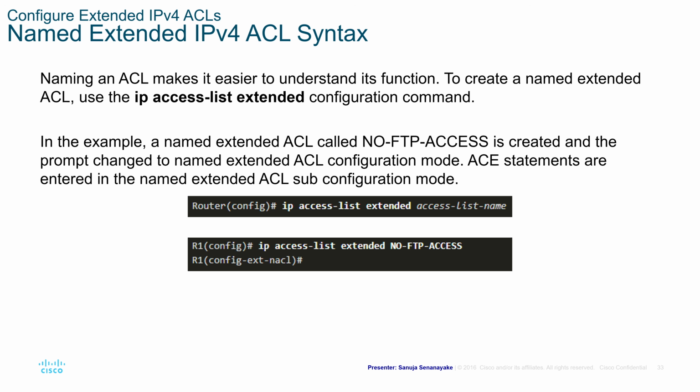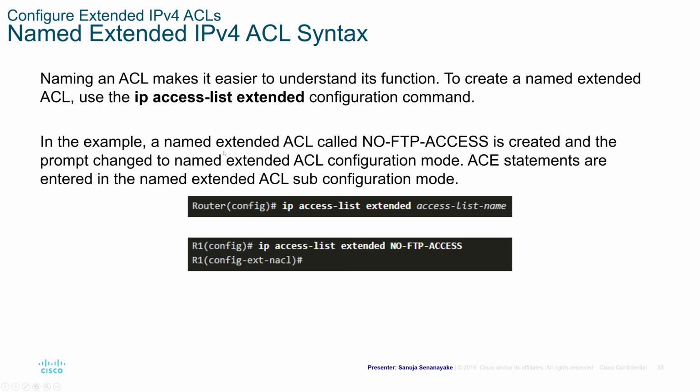Named extended IPv4 ACL syntax. Naming an ACL makes it easier to understand its function. To create a named extended ACL, use the ip access-list extended configuration command. So what you're going to do in configuration mode is enter ip access-list extended. That's the command we're going to use.